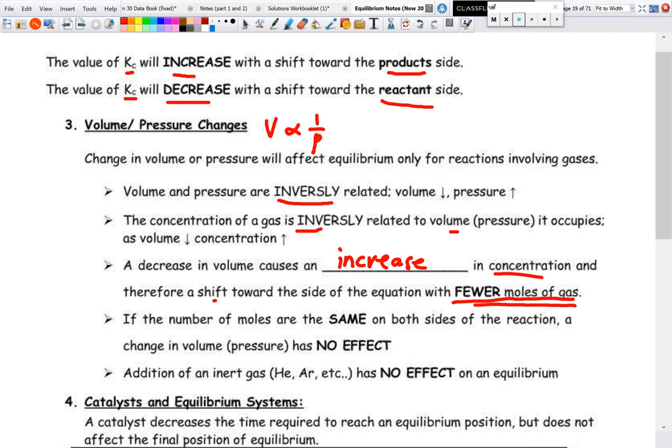So if we increase the pressure, it's going to shift to the side that occupies less space or has fewer moles. Now, if the number of moles of gas is the same on both sides of the reaction, then any change in volume will have no effect.